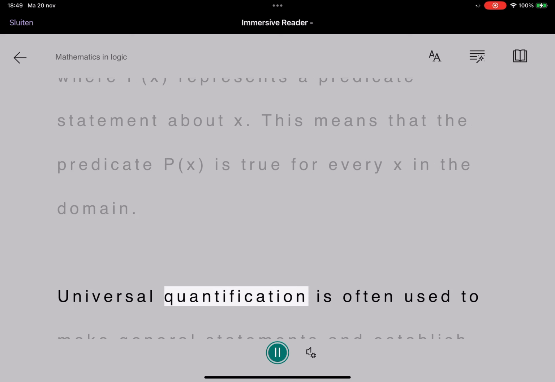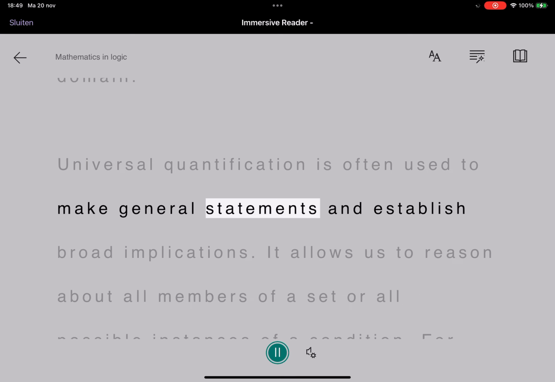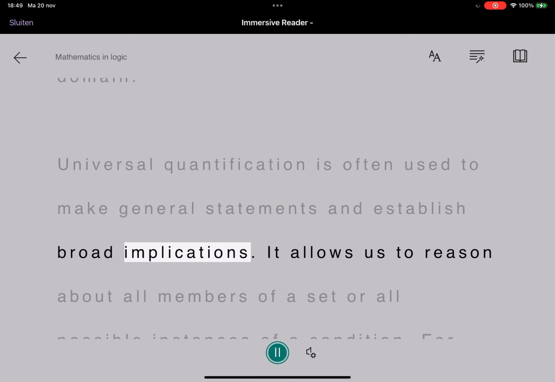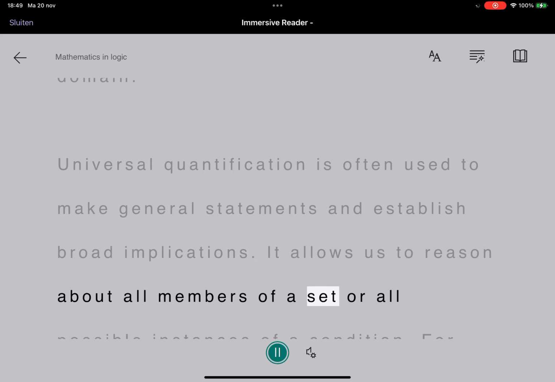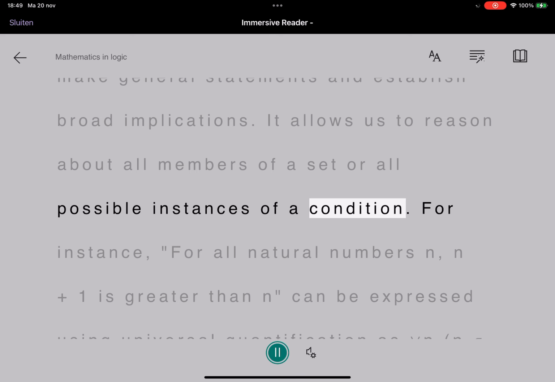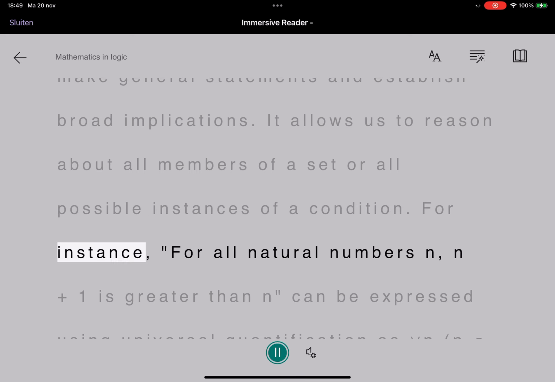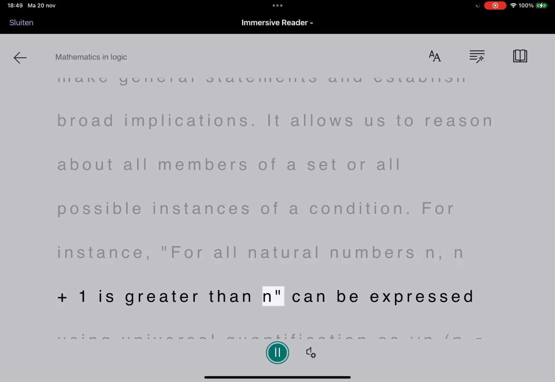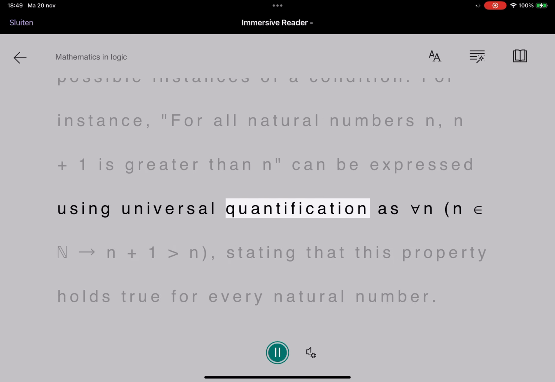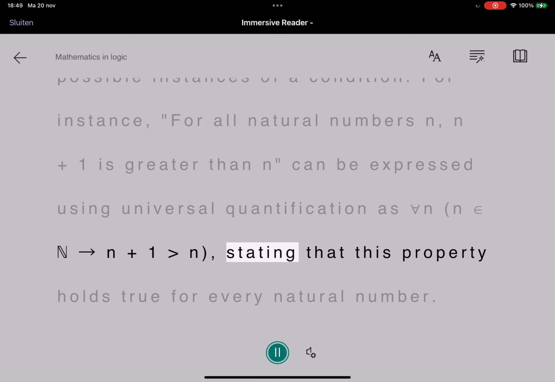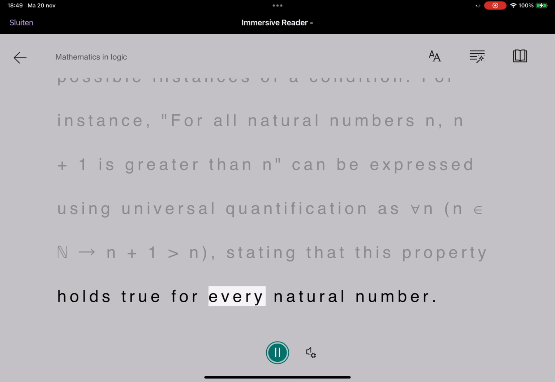Universal quantification is often used to make general statements and establish broad implications. It allows us to reason about all members of a set or all possible instances of a condition. For instance, for all natural numbers n, n plus 1 is greater than n can be expressed using universal quantification as for all n in N, n + 1 > n, stating that this property holds true for every natural number.